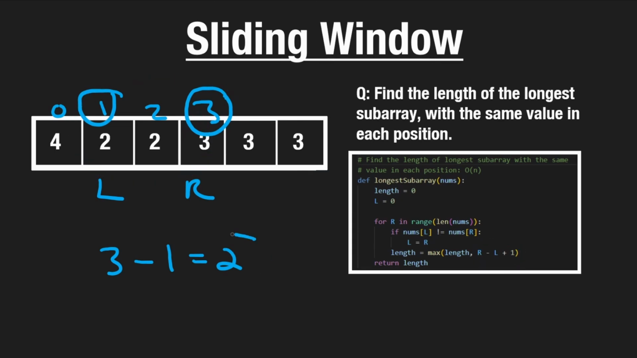Because we got a result of 2, we know that's not the case. This window is of length 3. That's why we have to add that 1.